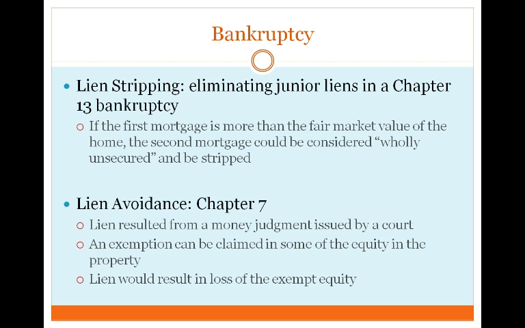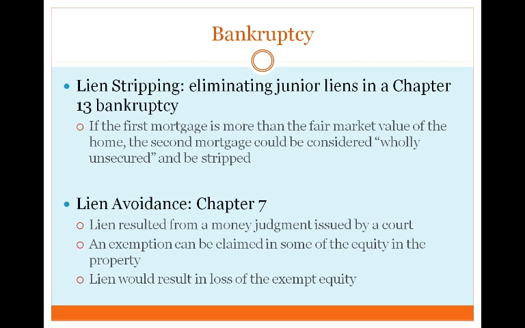So lien stripping is the process of eliminating junior liens in a Chapter 13 bankruptcy. So if the first mortgage is already more than the fair market value of the home, under this process, the second mortgage could be considered unsecured. So like other unsecured debts, it could be paid at a lesser percentage over the 60-month period, and the lien itself could be stripped from the property, which could help you get over that hurdle of needing some kind of subordination.